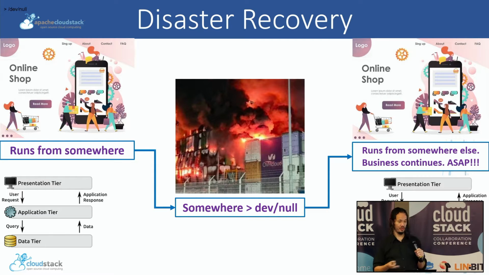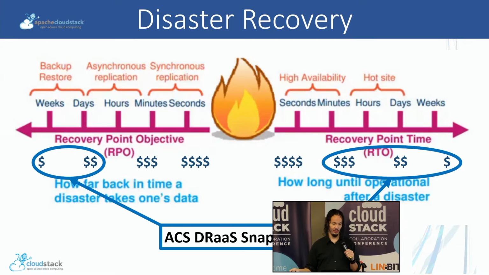So what is disaster recovery? You have a website running from somewhere, then everyone knows what happened to OVH. It just burned down. The data center is down, your website's down, and you just want it running from somewhere else as soon as possible. That's the principle. So something in the infrastructure breaks, you move somewhere else as quickly as possible.